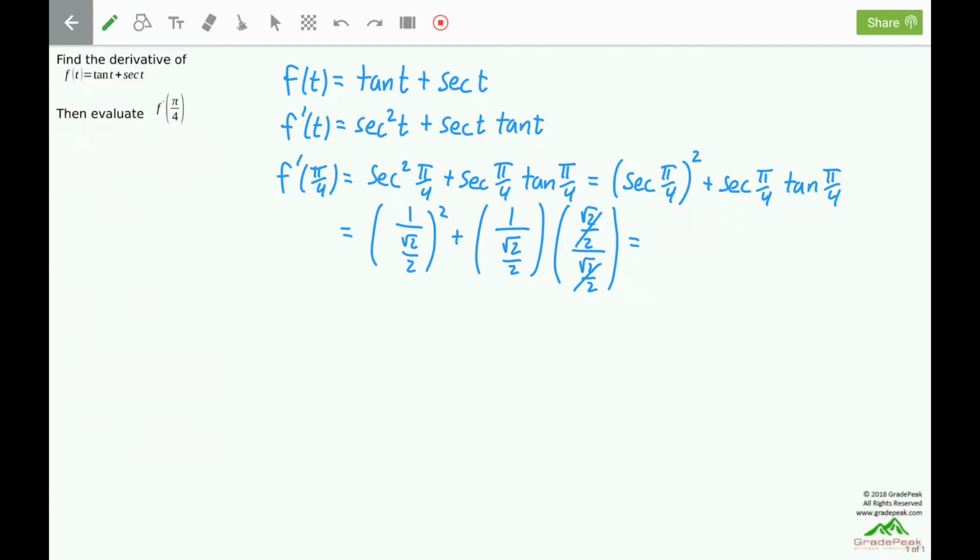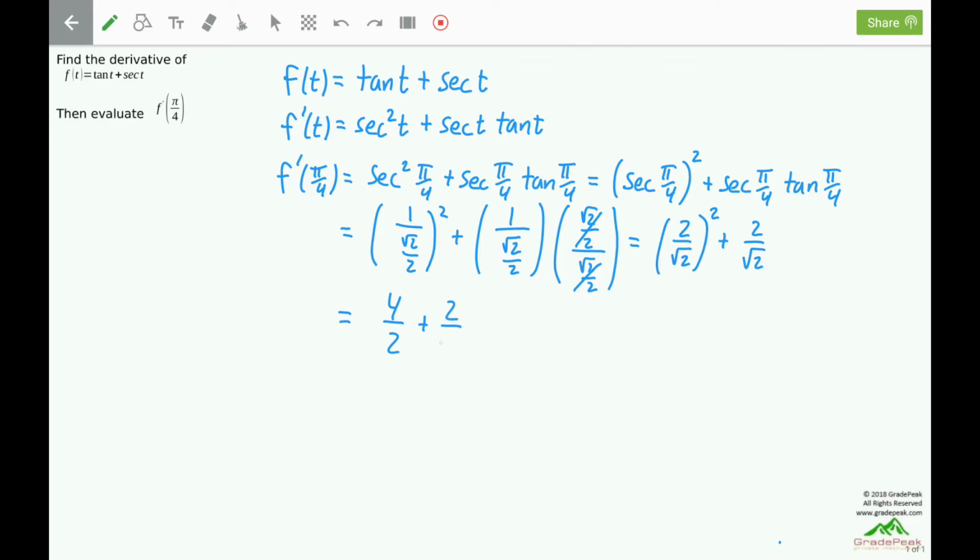One over root 2 over 2 can be simplified by reciprocating the root 2 over 2 and multiplying it with the 1. So that will be 2 over root 2, squared, plus 2 over root 2. The next step, I'm going to square out that first term. You square the numerator, 2 squared is 4. You square the denominator, root 2 squared is 2, 4 over 2.